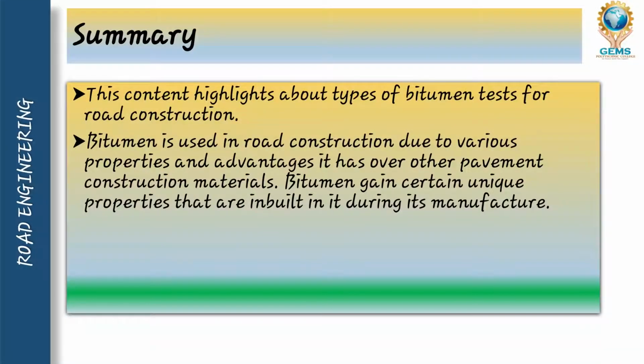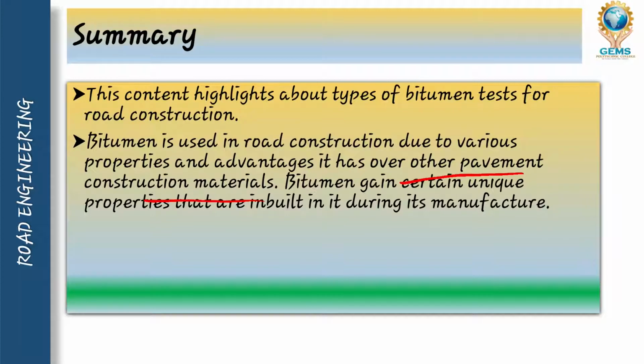Let us see the summary of this content. This content highlights the types of bitumen tests for road construction. As we know, for road construction, bitumen is used, and bitumen is used more for flexible pavement. And in day-to-day life, flexible pavement is used mostly all over the world. And bitumen is used in road construction due to various properties and advantages it has over other pavement construction material.